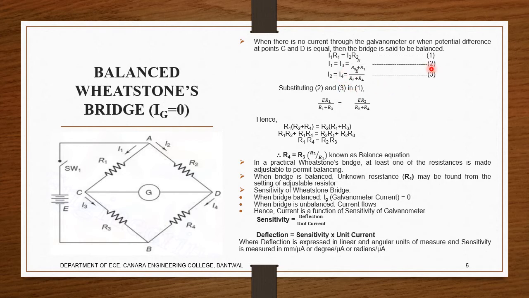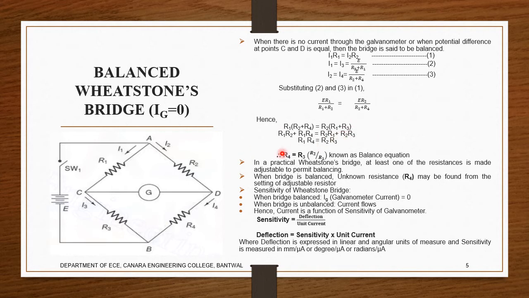What I'll do is substitute equations 2 and 3 in equation 1. So E into R1 divided by R1 plus R3 is equal to E into R2 divided by R2 plus R4. So E and E get cancelled. R1 into R2 plus R4 and R2 is equal to R1 plus R3. So this is the equation we have got.